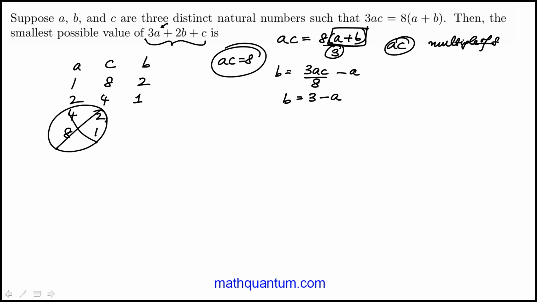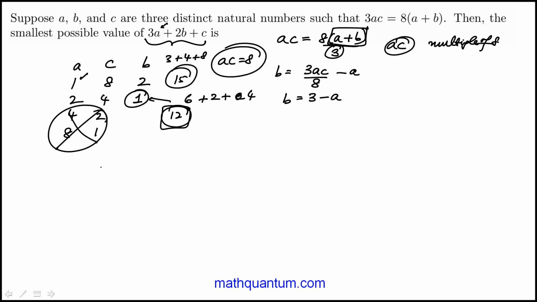So now I can compute the value of that expression for these particular values. So 3 times 1, 3, plus 2 times 2 is 4, plus 8. So that gives me 15. What about here? 6 plus 2b would be 2, plus c, which is 4. So that gives me 12, which is lower. So that's the best I have so far.